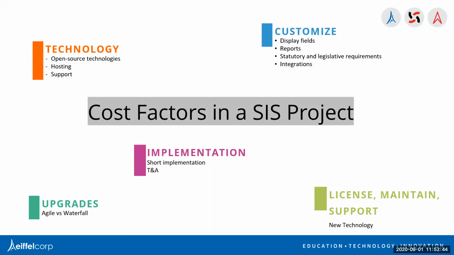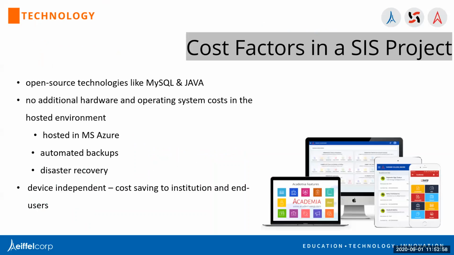In a SIS project, there are a few factors that usually influence the cost. And we're very quickly going to go through them and just touch on each of them to see how they can influence the efficiency of the system that you choose. Let's start with technology. The Academia system uses open source technologies like MySQL and Java. Of course, that saves you money.